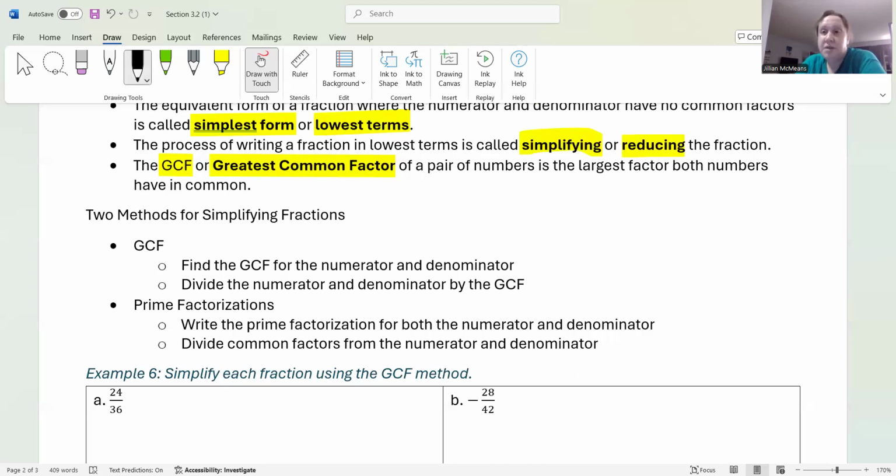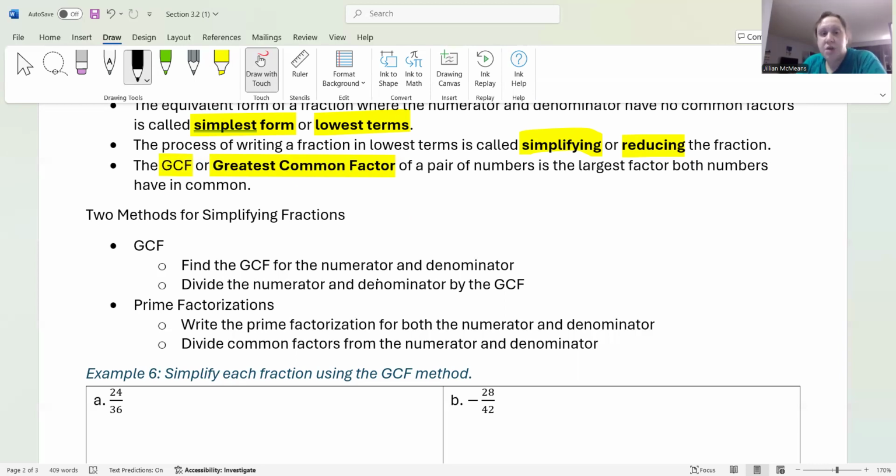If you're using the GCF method, what you do is you find the greatest common factor between the numerator and denominator, and then you just divide both by the GCF. That's all you have to do. So if you can figure out what the greatest common factor is, just divide your numerator and denominator by that, and you'll get lowest terms. Now, if you're going to use the prime factorization method, it generally takes longer, but if you've got a nasty fraction that you're struggling with, go to the prime factorization method because it's always going to work.